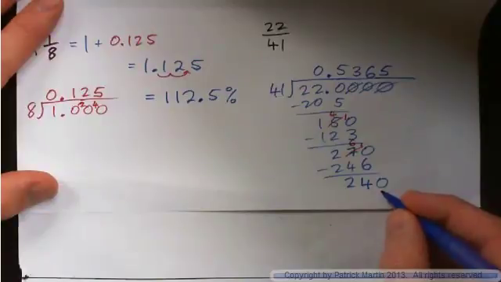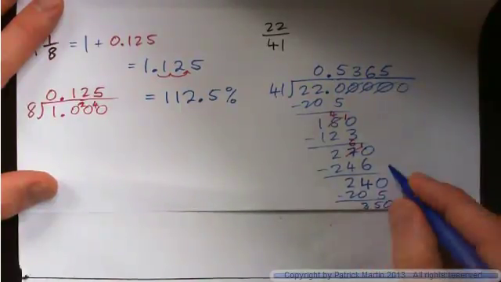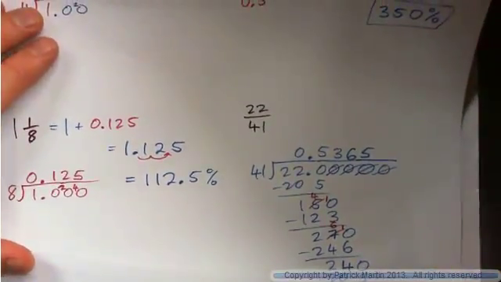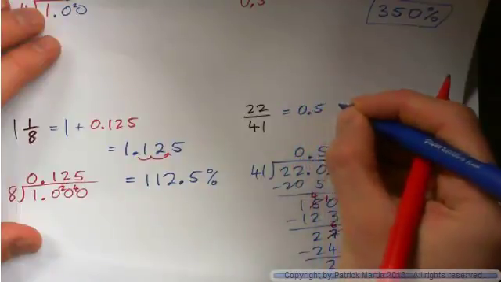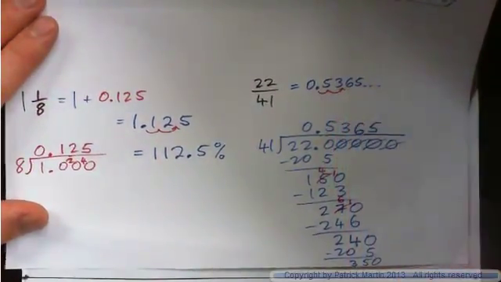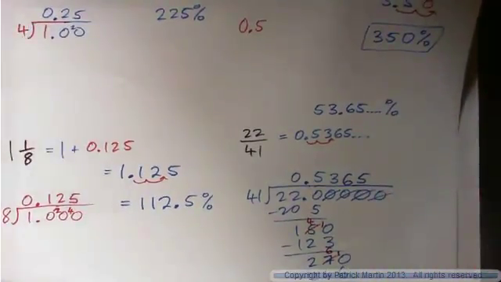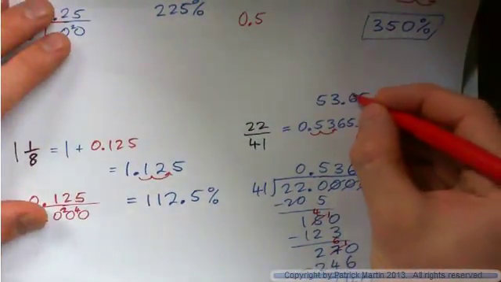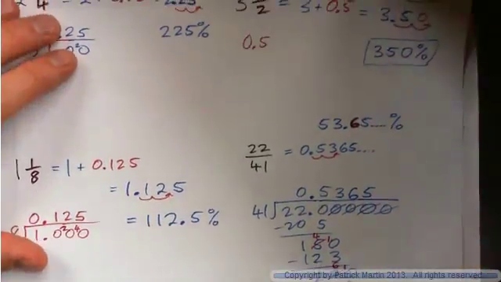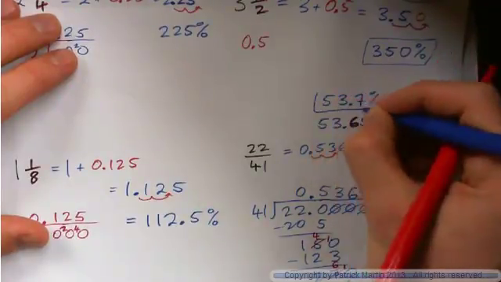5 times 1, 5 times 4, 20, subtract, and that gives me 35. Another 0, 41 into 350. But hold on a second, I have enough now to round it, because I'm going to round this to the nearest tenth of a percent. Basically, this is giving me 0.5365, and then it continues. And to put it into a percentage, I'll move the decimal point here so that I get 53.65 and so on percent. But I want to round it to the nearest tenth of a percent, so I'm going to round to this digit here, the 6, and after the 6 comes a 5. So do I round up or round down? I round up, don't I? 53.7%, right?